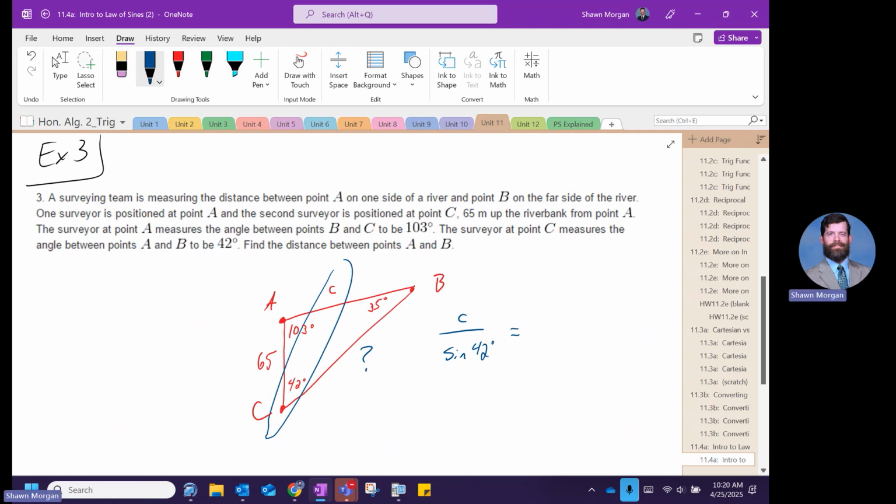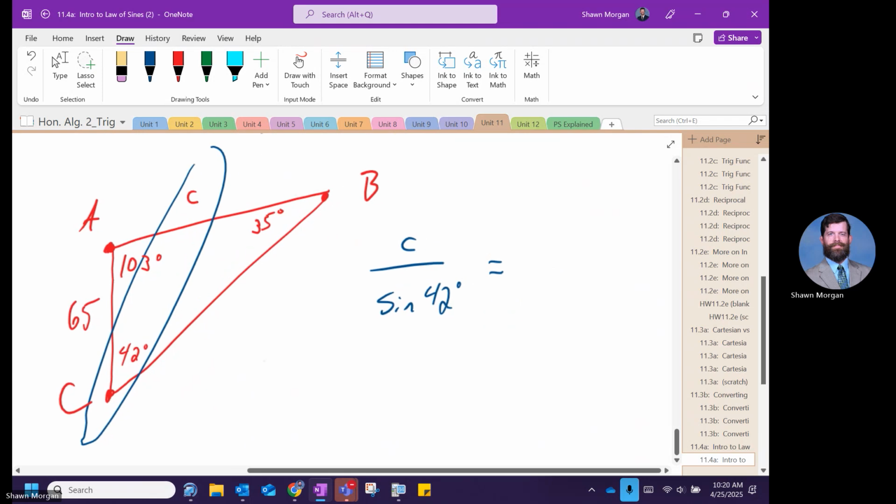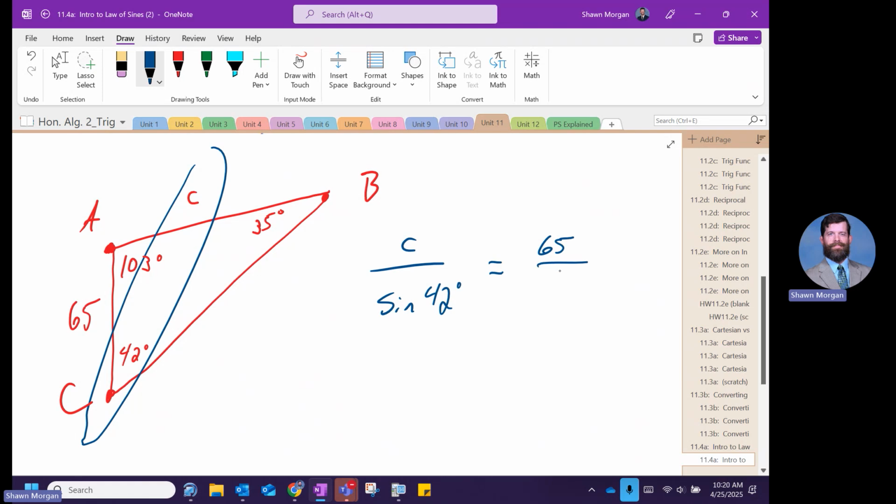Would it be smart to use unknown little a and 103? Why not? Because you'd have one equation and two unknowns, and that doesn't help. So what's your next fraction you're going to use? 65 over the sine of 35.